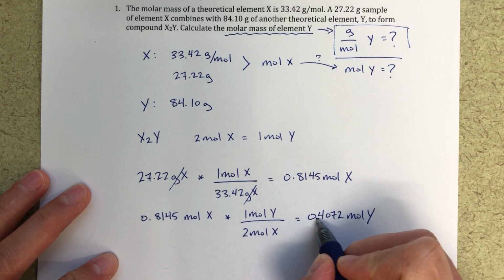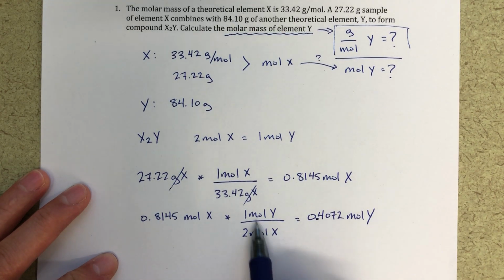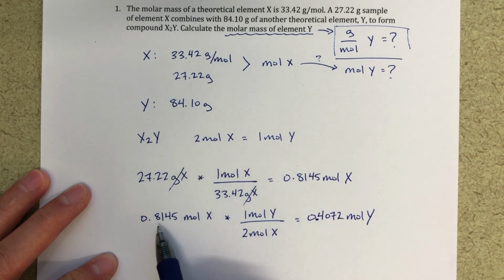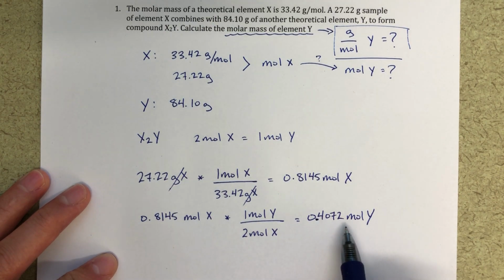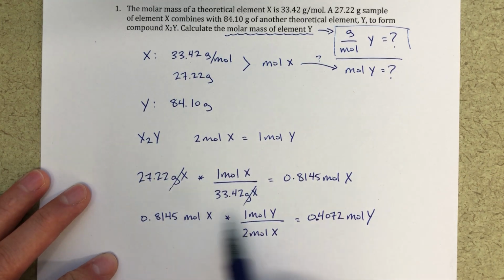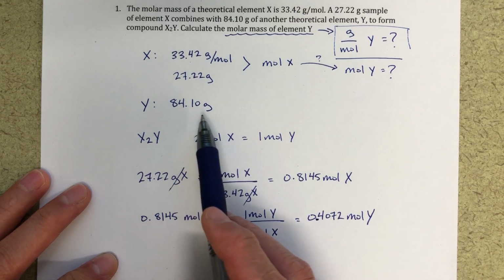So I'm using this mole ratio essentially as a conversion factor, right? It's saying that every 2 moles of X should have 1 mole of Y. So the ratio of X to Y should be 0.8145 to 0.4072. Or another way to say that would be 2 to 1, right? It's a 2 to 1 ratio. This number is twice as big as this number. So this is the number of moles of Y that I had in my 84.1 grams, right?